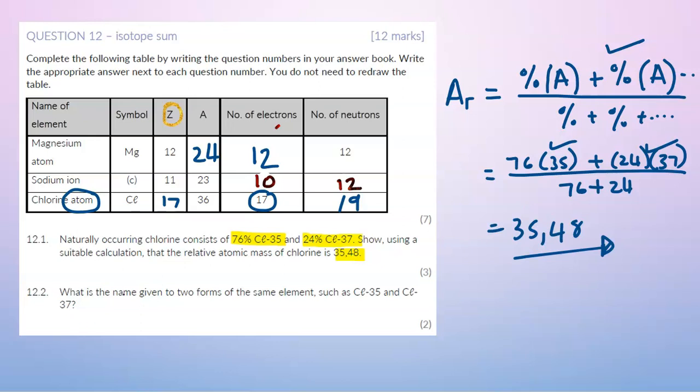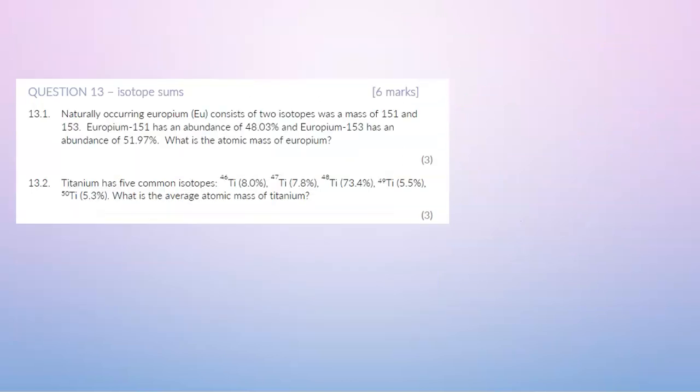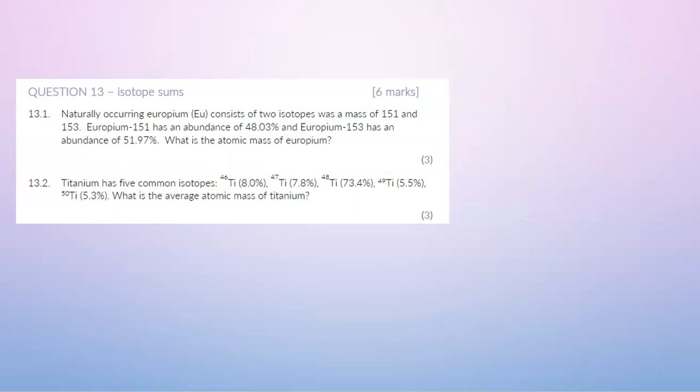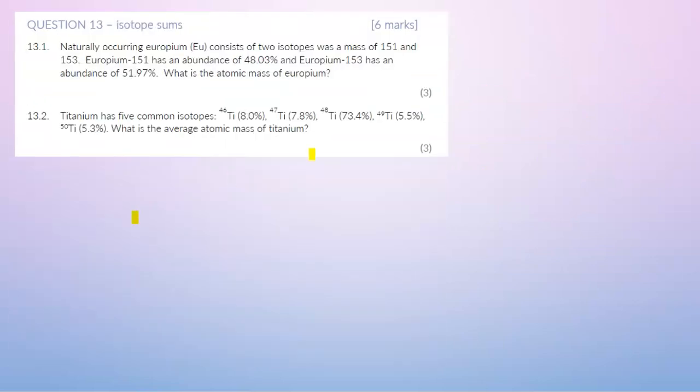And then 12.2, what is the name given to the two forms of the same element, such as chlorine 35 and chlorine 37? And for 2 marks, you can tell them it is isotopes. So question 13 is another isotope sum. If you are unsure about the isotope sums and you just want to go through one or two more examples with me, then you can watch question 13. For this sum, it's 3 marks, which means I have 3.5 minutes to do this sum. Now I'm actually going to time us and see how long it takes.